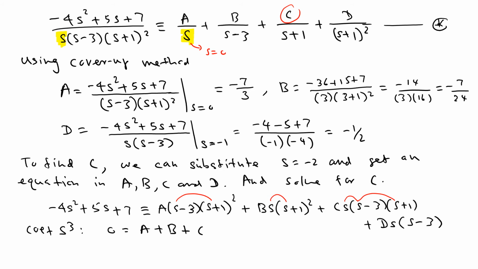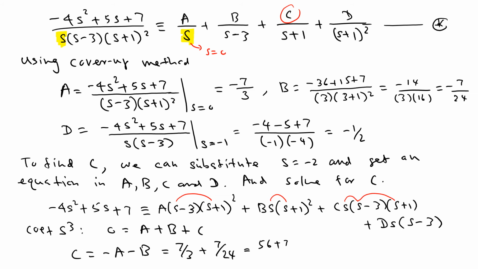Now in this case c is simply negative a negative b. We already know a and b, so plug in them. So a is how much? A is negative 7/3. B is negative 7/24, and take the common denominator, which is 24, and then that means you have to multiply by 8.